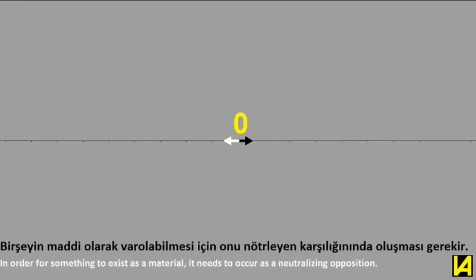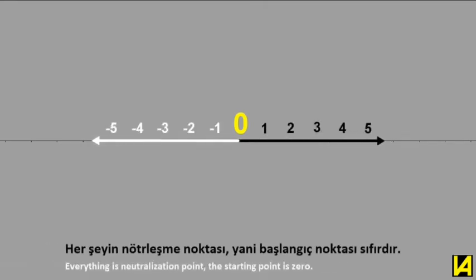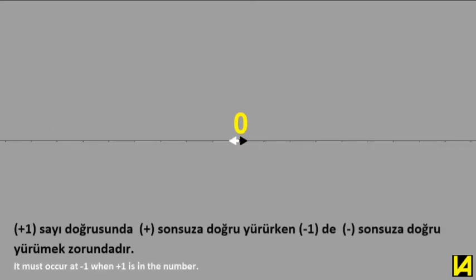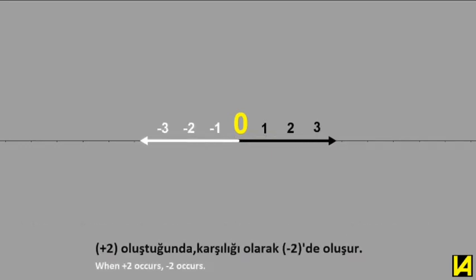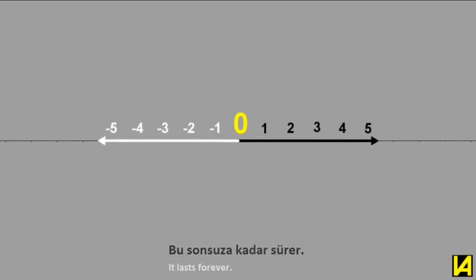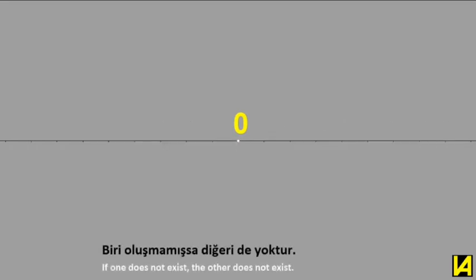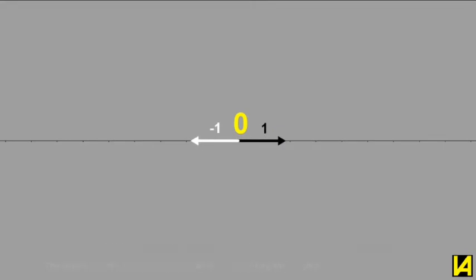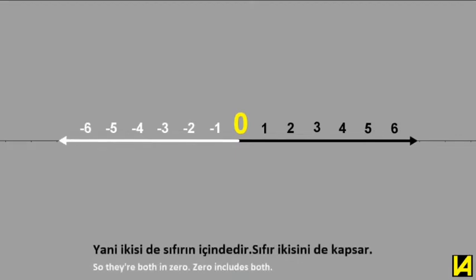In order for something to exist as a material, it needs to occur as a neutralizing opposition. Everything is a neutralization point. The starting point is 0. When +1 is in the number, -1 must occur. When +2 occurs, -2 occurs. It lasts forever. What they have depends on each other. If one does not exist, the other does not exist. The origin of both is 0, but they can exist by exiting the origin, so they are both in 0.